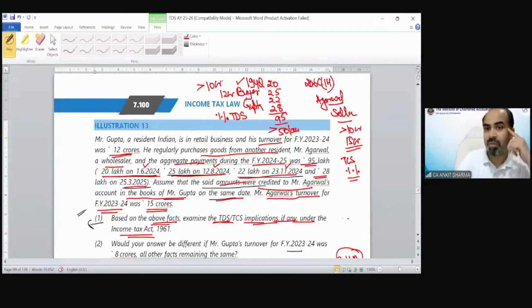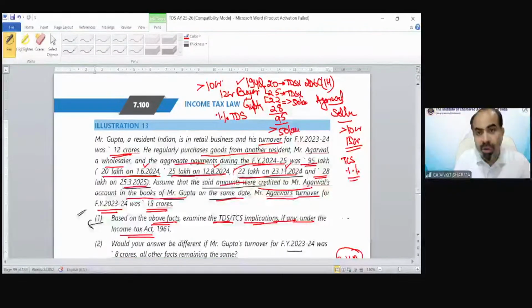Now, a very interesting thing. TDS would be deducted when the amount exceeds 50 lakh. So on the first installment, there would not be any TDS. It's just 20 lakh rupees. On 25 lakh, the aggregate is now 45 lakh. Still, there would not be any TDS. After 45 lakh, when this 22 lakh is added, it exceeds 50 lakh. So the TDS is going to be deducted on the third payment, which was on 23rd November 24, and the amount would be 0.1% on the amount exceeding 50 lakh rupees. And on the last payment, because the limit has been exceeded, TDS would be applicable on 28 lakh on 25th March 25. So this is going to be your answer.